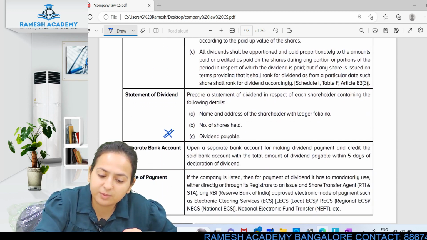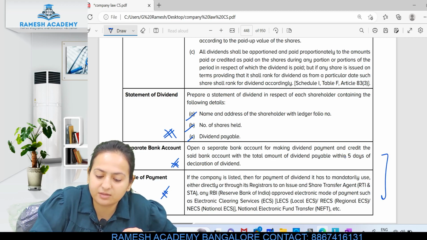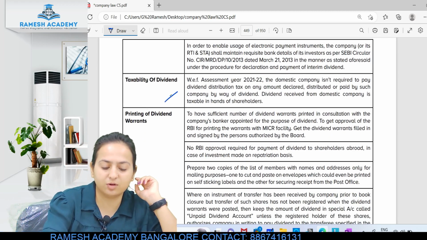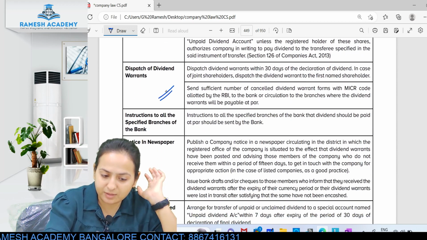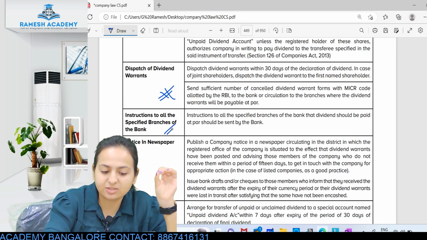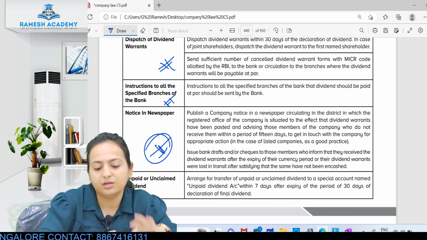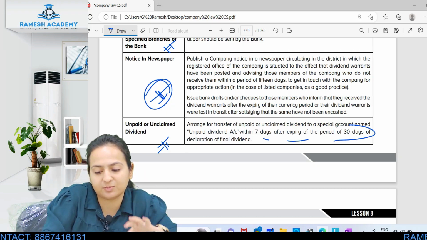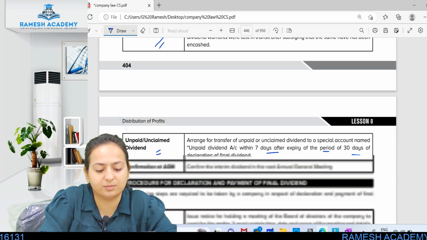A statement of dividend will be prepared where name, address, number of folios, and dividend should be there. A separate bank account and the payment will be there, within 35 days of the declaration of the dividend. Taxability will also be similar to the previous case. Then the dividend warrant will be printed and dispatched, instructions will be given to the specified bank, and notice will be given in the newspaper, and unclaimed unpaid dividend will be paid within 7 days after expiry of the 30 days. This is how your final dividend procedure will be.